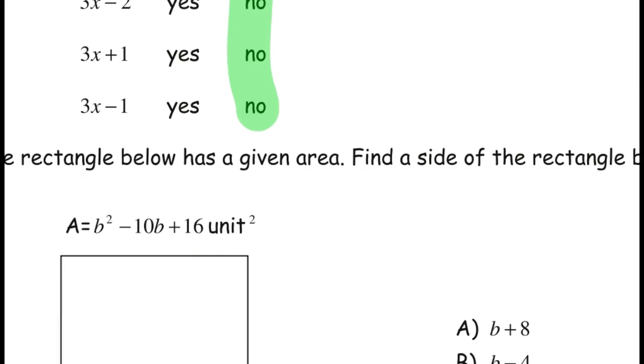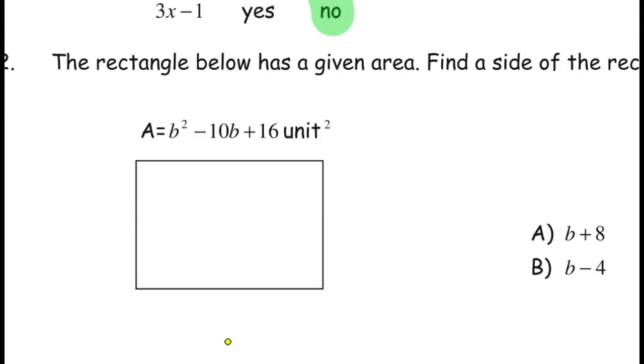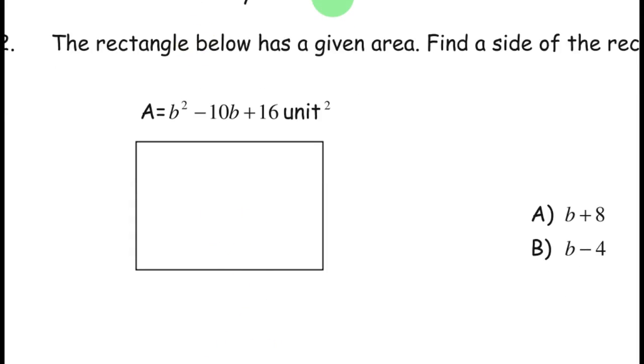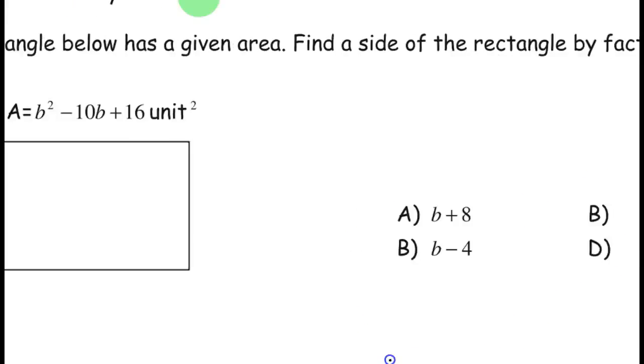All right, lastly, the triangle below has an area. Okay, get area by multiplying. So it's almost the same question, just worded a little different. Let's go ahead and factor this and just see which one of these is a factor. That's what it's asking, right?